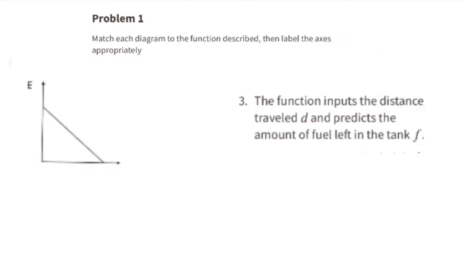Diagram E matches function 3. The function inputs the distance traveled d and predicts the amount of fuel left in the tank f. The horizontal axis, or the x-axis, represents distance d, and the vertical axis, or the y-axis, represents fuel f. This graph shows that as the distance traveled increases, the amount of fuel left in the tank decreases.